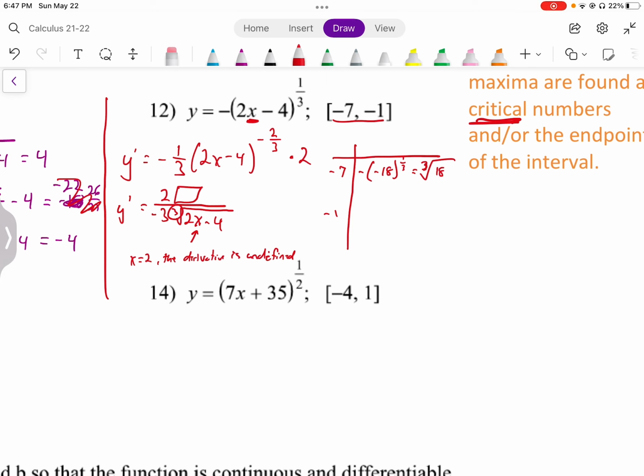And then plugging negative 1 in, put negative 1 in for x, that's negative 2 minus 4, which is negative 6 to the 1/3. Again, the cube root of a negative is negative, so it's a negative negative, which is positive, so the cube root of 6. And so therefore, we see that our max is going to be at negative 7, 3 times the cube root of 18, and the min is going to be at negative 1, 3 times the cube root of 6.